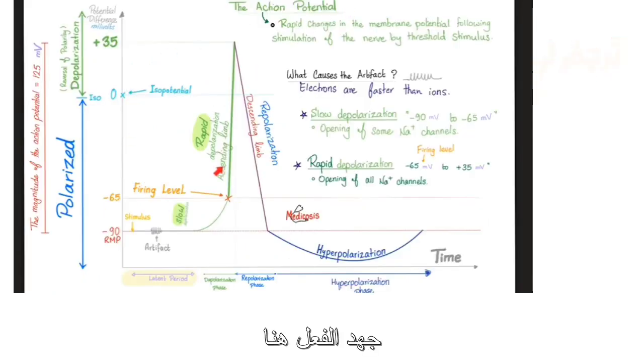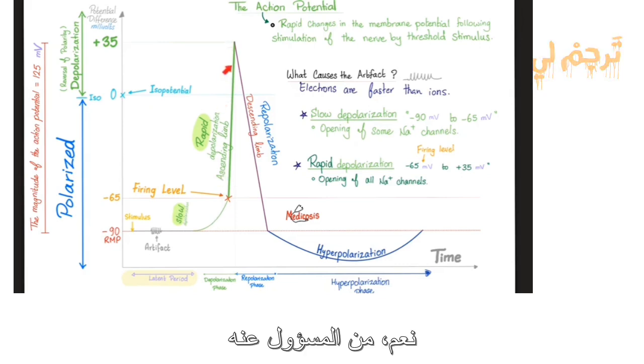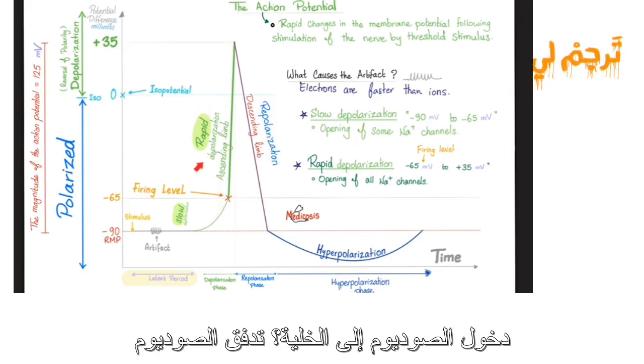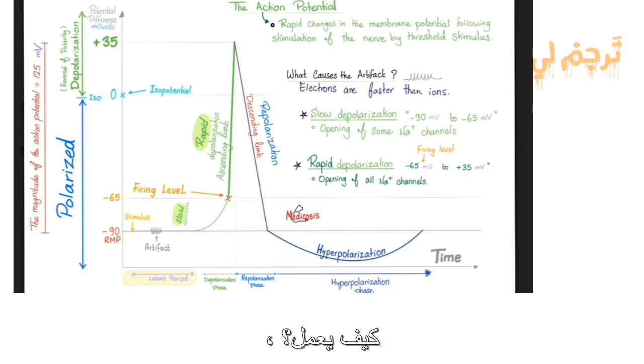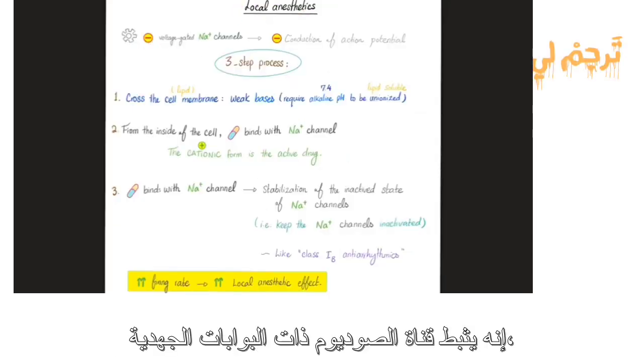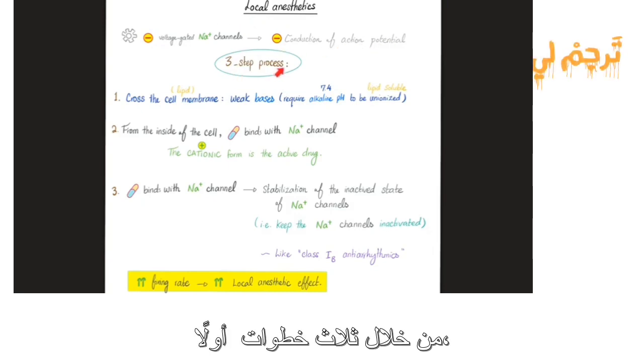The action potential is here. Do you remember the rapid depolarization? Yeah, who's responsible for that? Sodium entry to the cell, sodium influx. Who's gonna inhibit sodium influx? Yup, local anesthetics. How do they work? They inhibit the voltage-gated sodium channel, which inhibits the conduction of the action potential, and this happens through 3 steps.